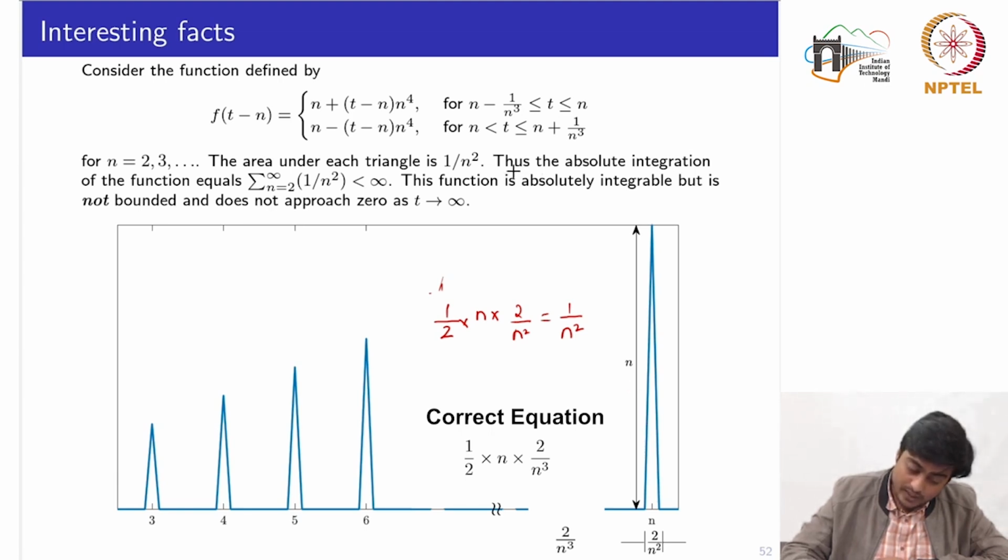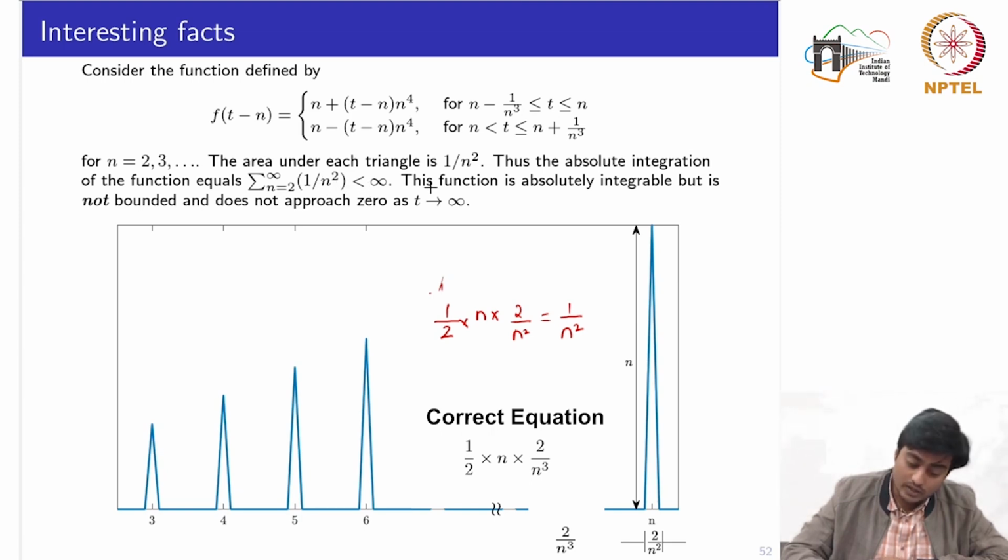So if we compute the integration, we see that the absolute integration of the function equals this summation, which is a finite summation, because as n increases from 2 to infinity, this summation would be finite.